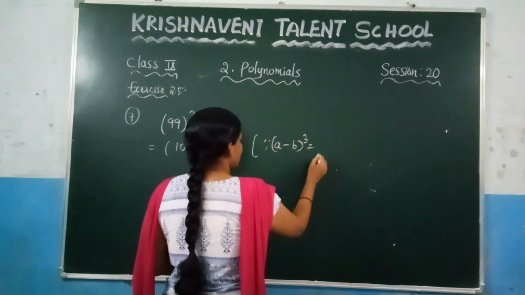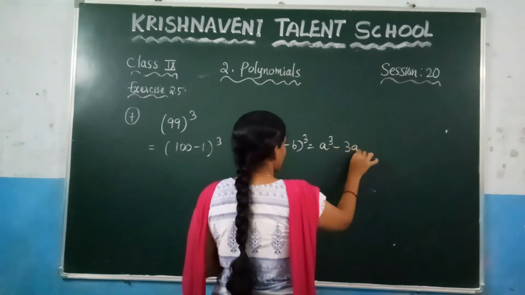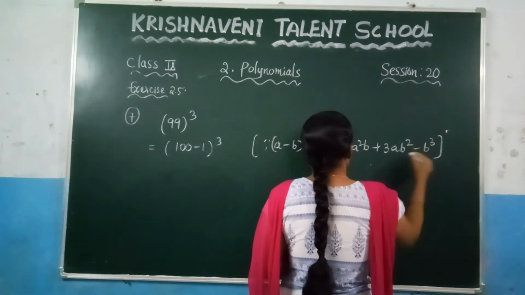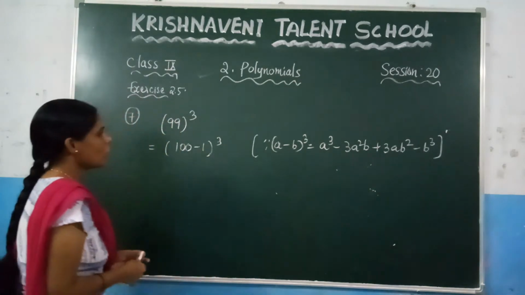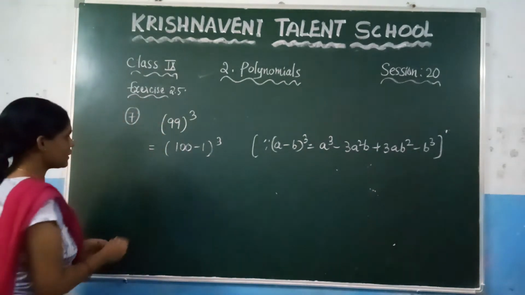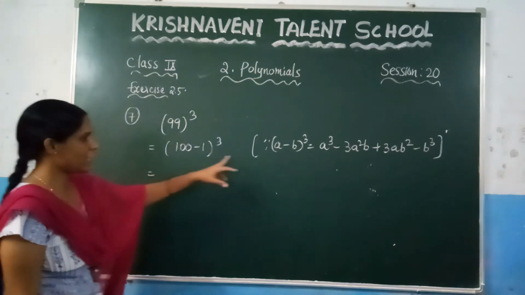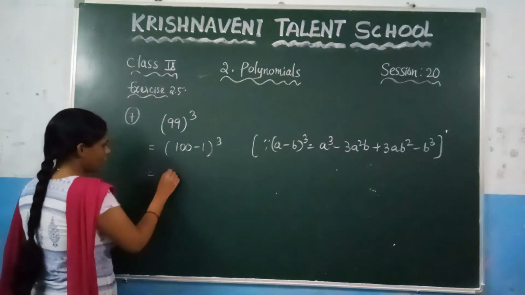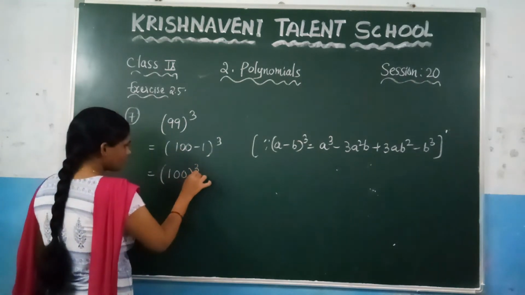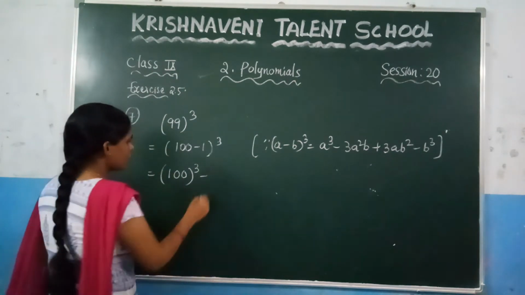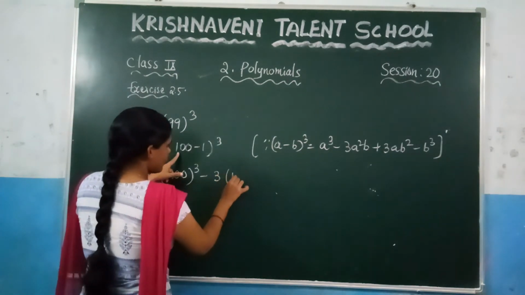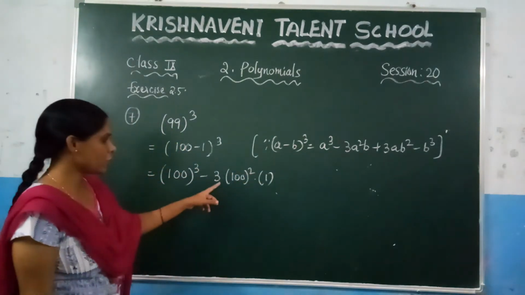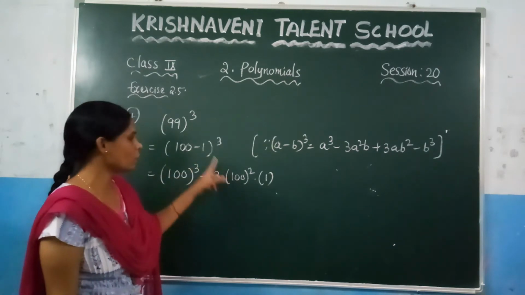Now write the formula for (a minus b) whole cube. You know that it is a cube minus 3a square b plus 3ab square minus b cube. Now expand this by applying that identity. The value of a here is 100, and the value of b is 1. Substituting, a cube is 100 cube, minus 3a square b, that is 3 into 100 square into b, which is 1.